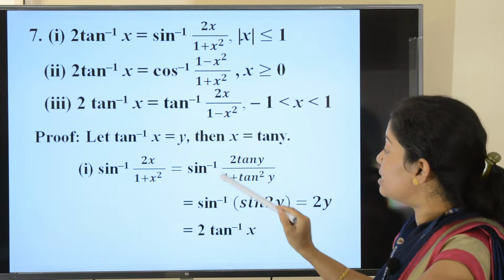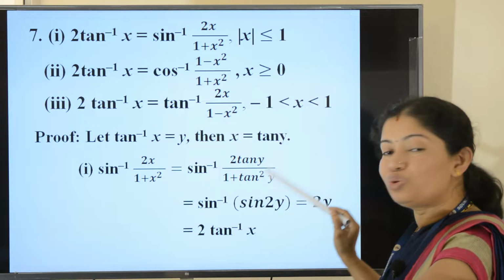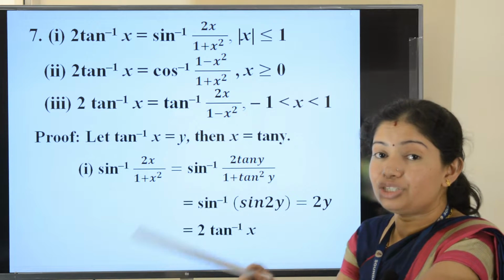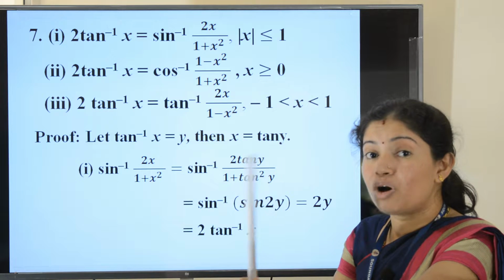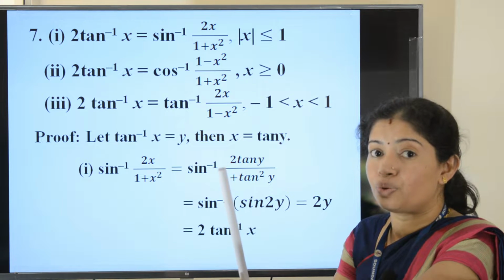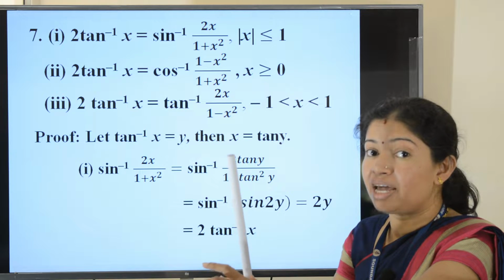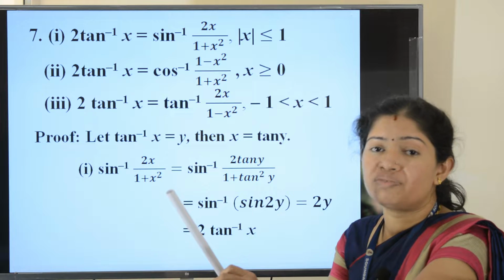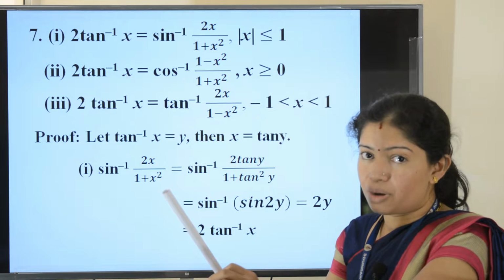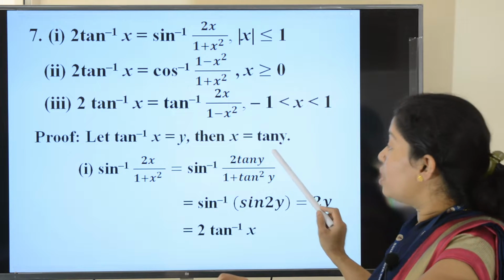Now this is the formula of sine 2y which you already learnt in your first PU. So remember students, here whatever formulae you learnt in first PU, its application will be there in second PU. So you have to be thorough with all the formulae of your trigonometry. Okay, so what is this?